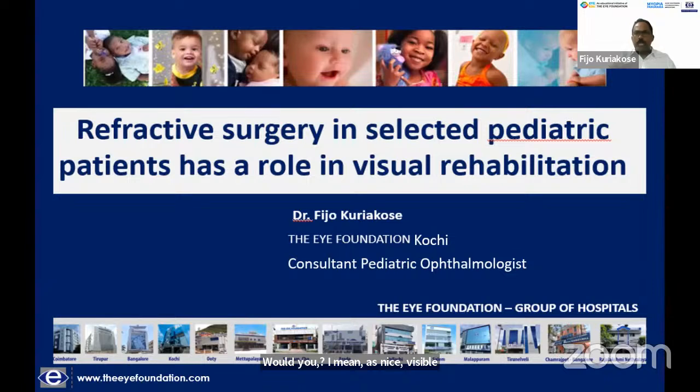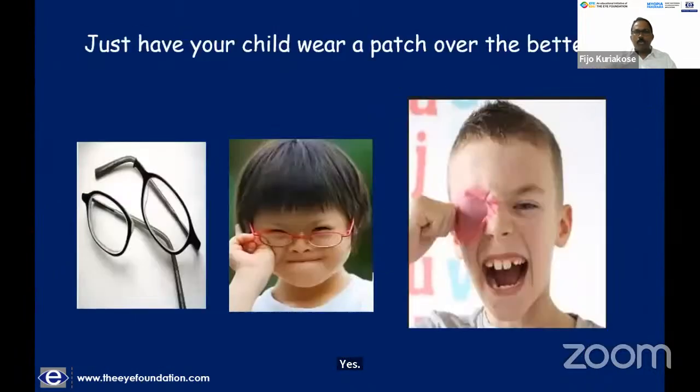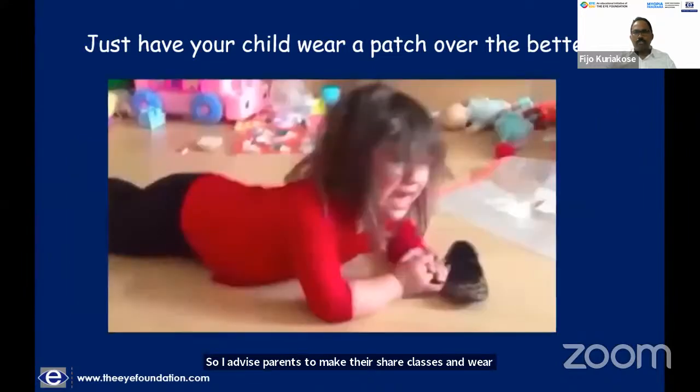So, good evening, everyone, and thank you, Chitra madam, for giving me this opportunity here to talk about refractive surgery for children and its role in visual rehabilitation. Its major role is in amblyopia due to high refractive errors. So, I advise parents to make their child wear glasses and wear a patch. And it sounds simple, and it should be most of the time. But sometimes you have a patient like this one.